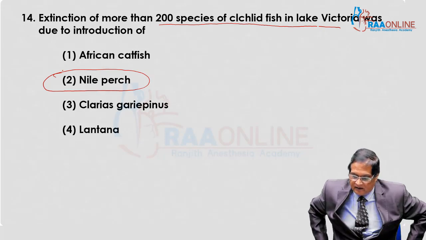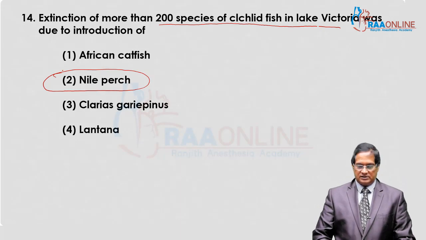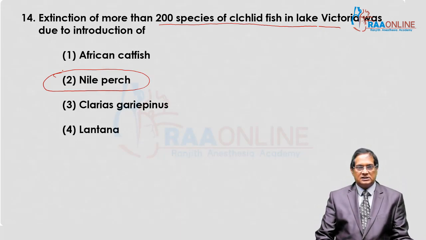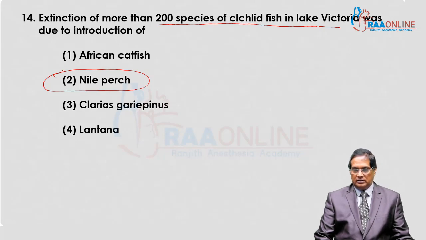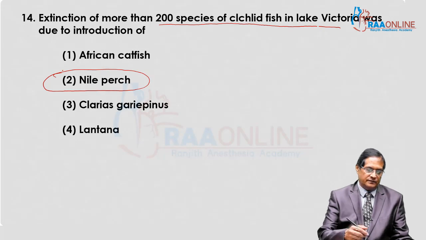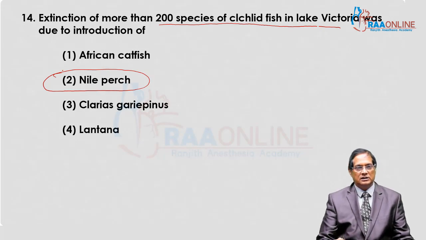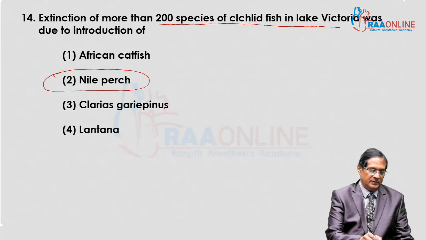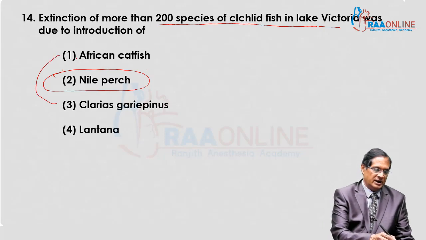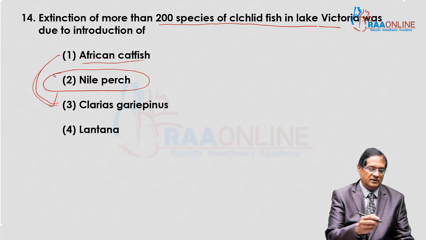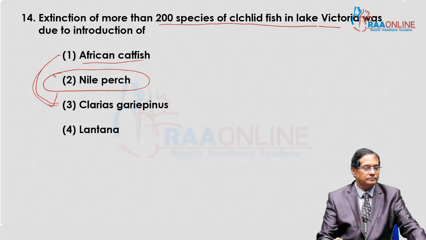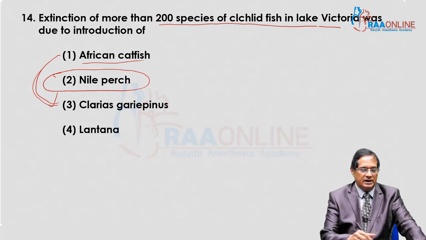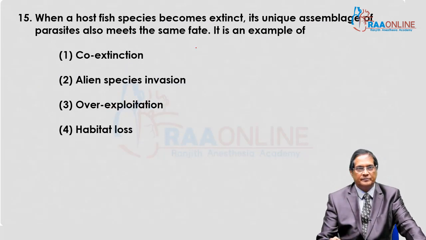Similarly, African catfish. Its scientific name is Clarias gariepinus. If this is introduced in our river, a number of aquatic lives are affected. Its scientific name is given here. But for Lake Victoria, Nile perch is the alien species.